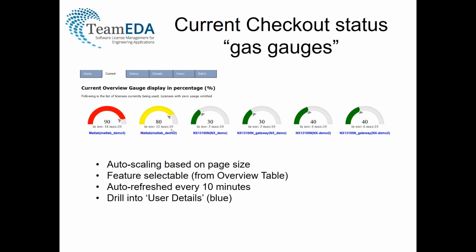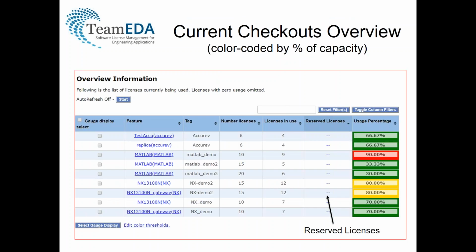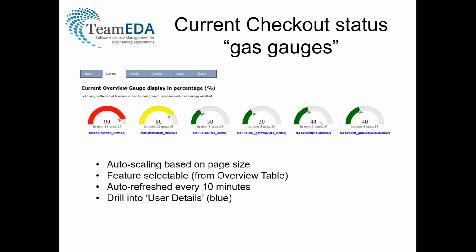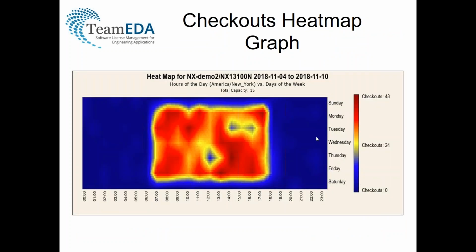So you can have literally dozens, hundreds of these gas gauges on one page, or you can have just the selected ones. You could have just the MATLAB ones on one link. You could have just NX on another link. However you want to set it up, it's all possible. So again, just overview or selected overview. You can filter to whatever specifically you want in this box, or you can do the gas gauges, either all or selected features.